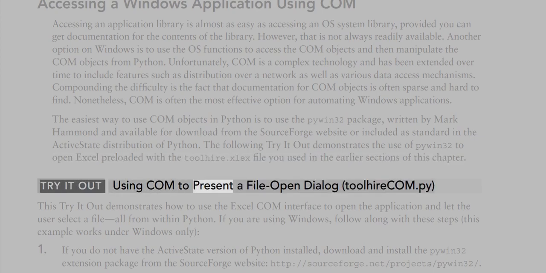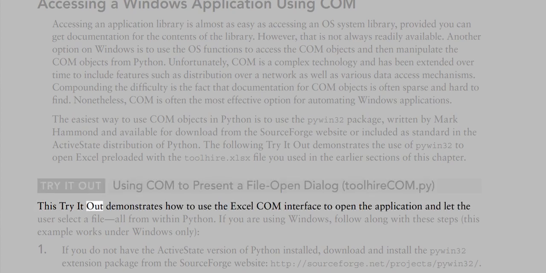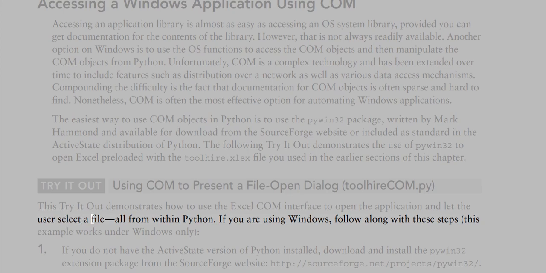Try it out: using COM to present a file open dialog, toolhirecom.py. This Try It Out demonstrates how to use the Excel COM interface to open the application and let the user select a file, all from within Python. If you are using Windows, follow along with these steps. This example works under Windows only.